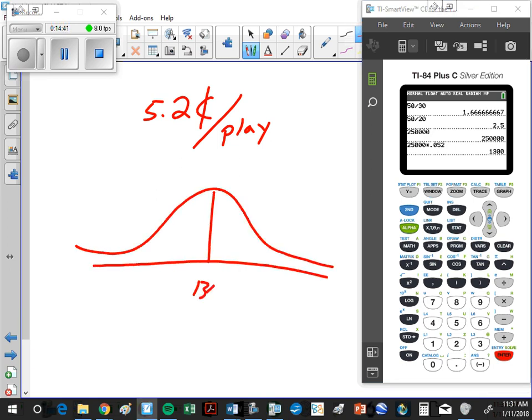So we have $1,300 here, and we want to find more than 1,000. So here's the 1,000 mark. Well, we need the SE. What is the SD on a roulette wheel? It's really close to 1.